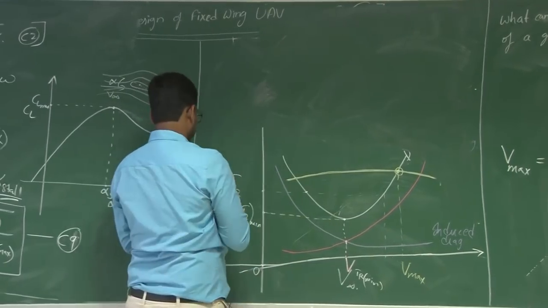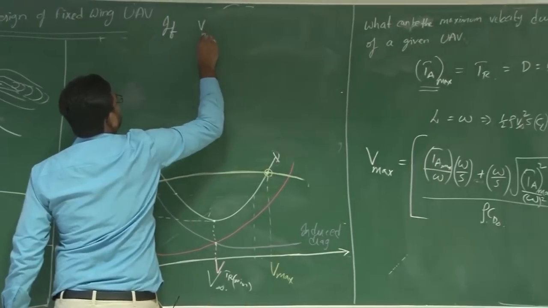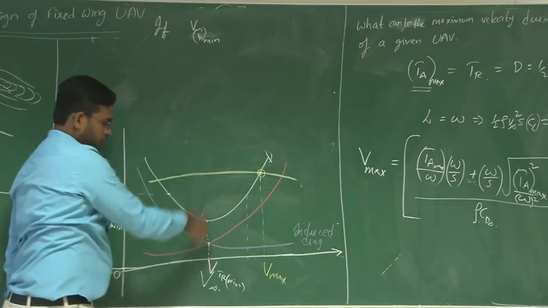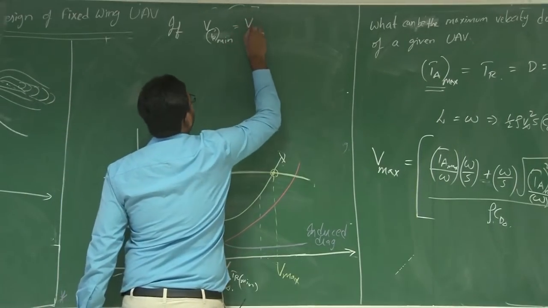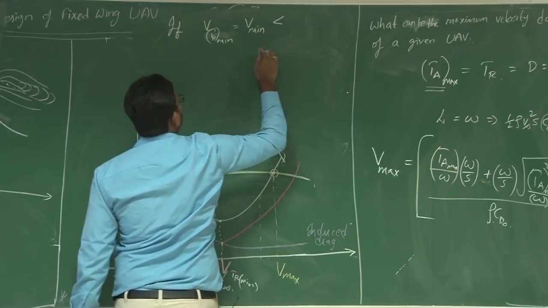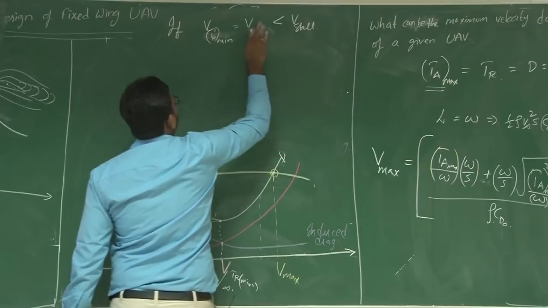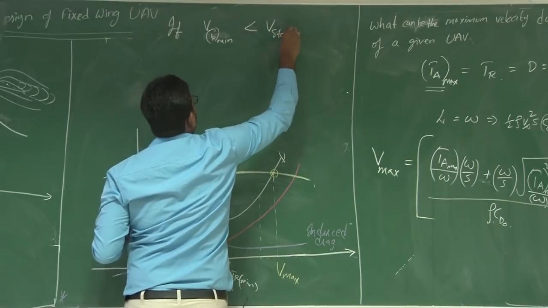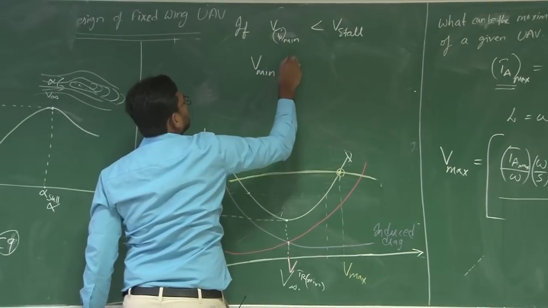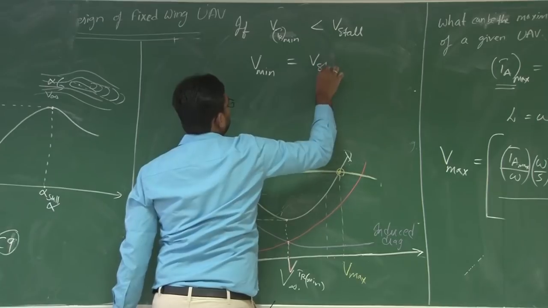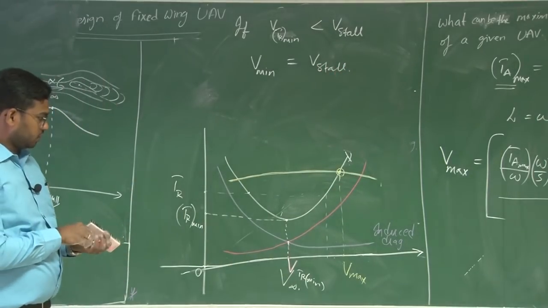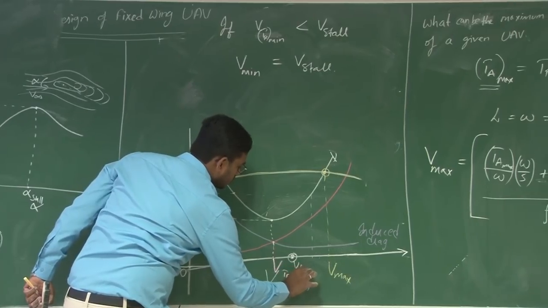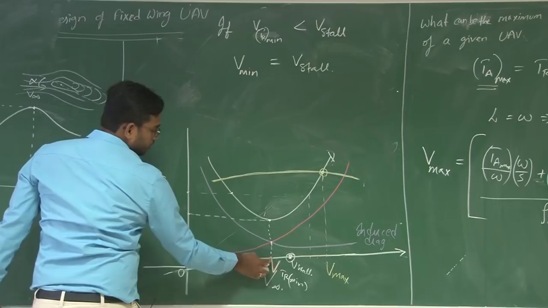Now, if V for thrust required minimum, that is nothing but the minimum velocity for level flight, V minimum, is less than V stall, then the minimum velocity during cruise is equal to V stall, right? What does it mean? So, we have a stall velocity here. Say this is your stall velocity, V stall, in the first case. So, V TR minimum is less than V stall.